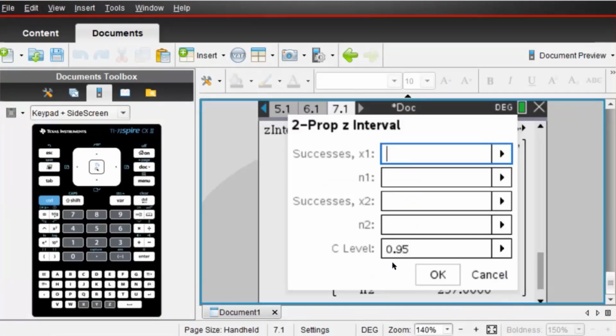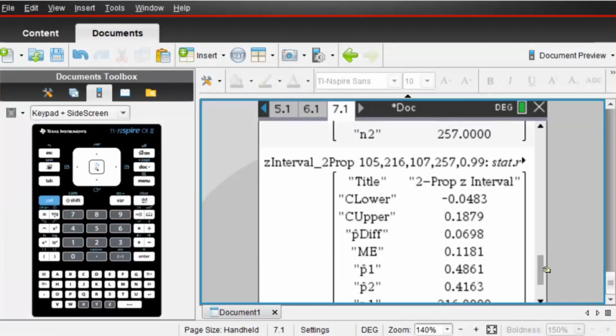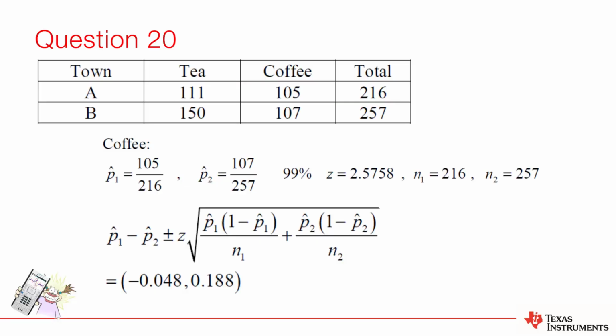This time I'll do it for coffee in the two towns. So this time X1 was 105 over N1. The X2 was 107 over 257. Once again, let's change that to 0.99. Yep, the lower value was 0.048 and the upper value was 0.8188. All right, so that's something a little bit different, but not that complicated, and really just substituting into the formula.